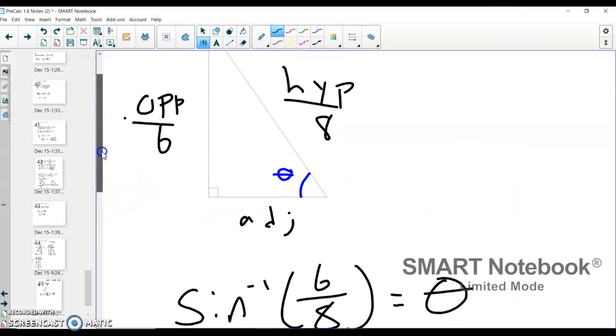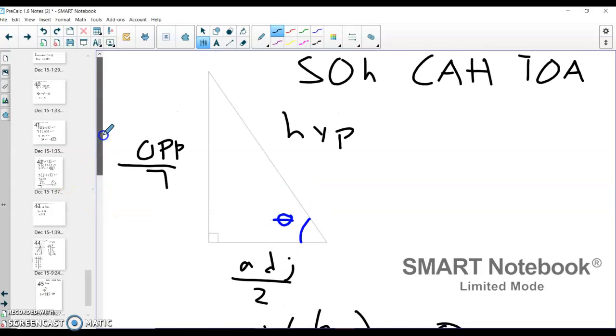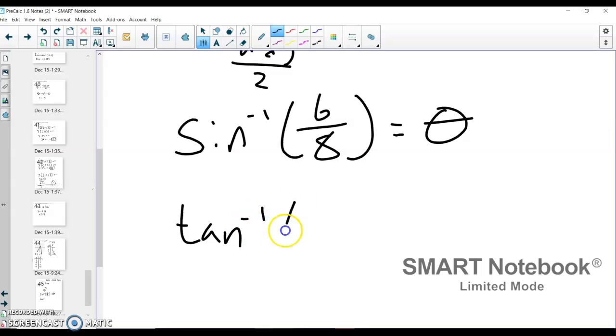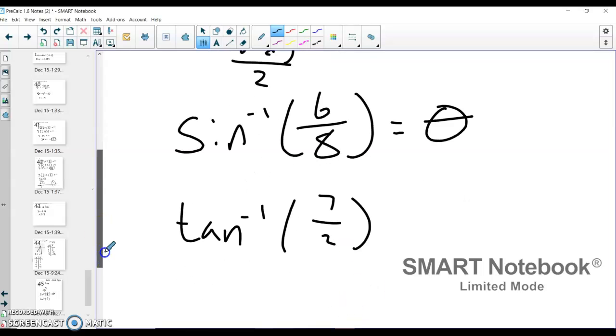Let's see another example using one of the inverses. So I'm going to get rid of the 6 and the 8. Let's have the opposite side be 7 and the adjacent side be 2. This is still the angle I'm working with, and I'm looking for a missing angle again, so I know it's going to be an inverse problem. This time I have opposite and adjacent, so that's going to be the tangent inverse, because TOA, opposite adjacent. So I do the tangent inverse of my opposite divided by my adjacent, which is 7 divided by 2. Whatever that equals is going to be my missing angle again.